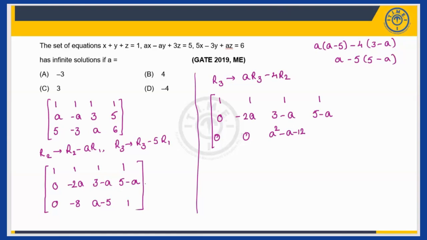I think I made a mistake. A minus 4 times of, right. So this is A plus 4A, that is 5A minus 20.